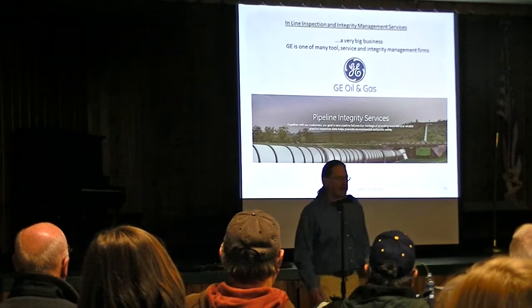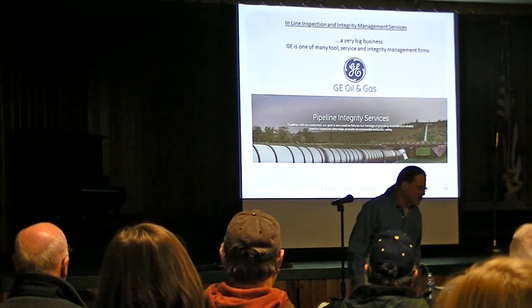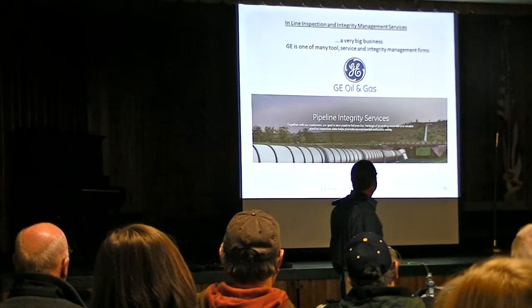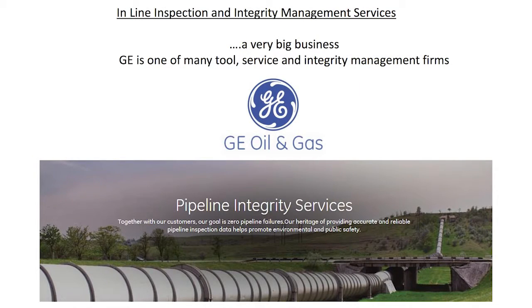Let's talk about inline inspection, because this is how you dare run a rusty, potentially leaky old pipe: you run these pipeline inspection gadgets, or pigs, through it. It's a very big business. Most of it, the pigs, they're very, very sophisticated instruments. They're not something that pipeline companies usually do.